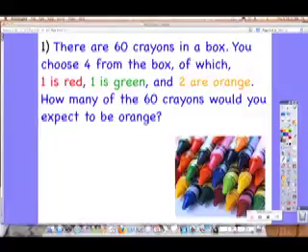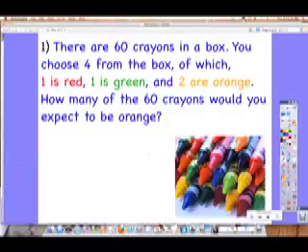Our review before our chapter 9, quiz 4. So this question, there's 60 crayons in a box. You choose 4 of them, of which one is red, one is green, 2 are orange. So what would you expect? How many of the other crayons are orange?